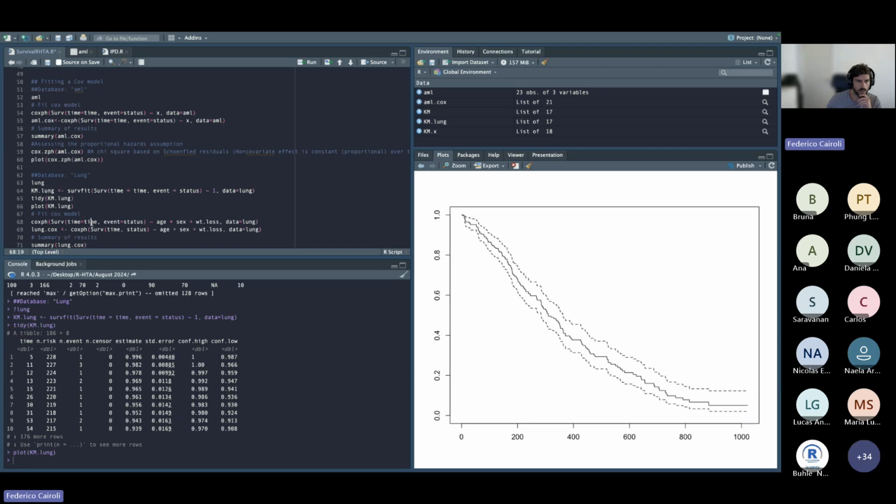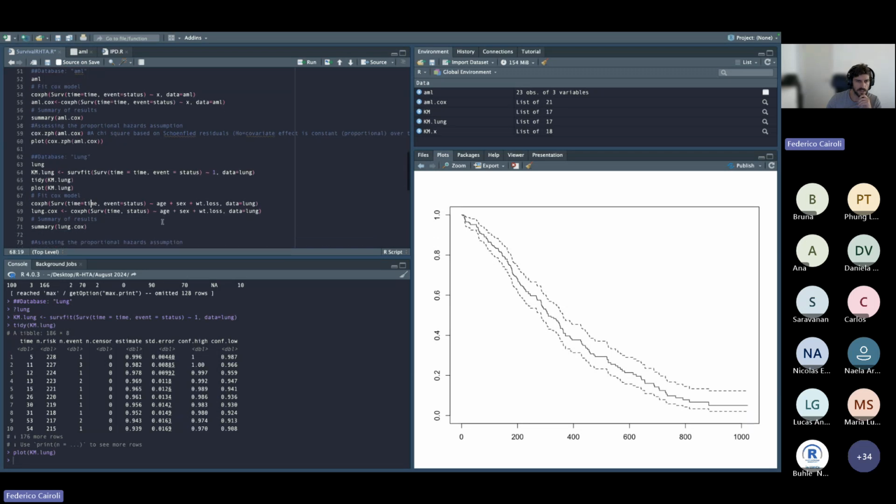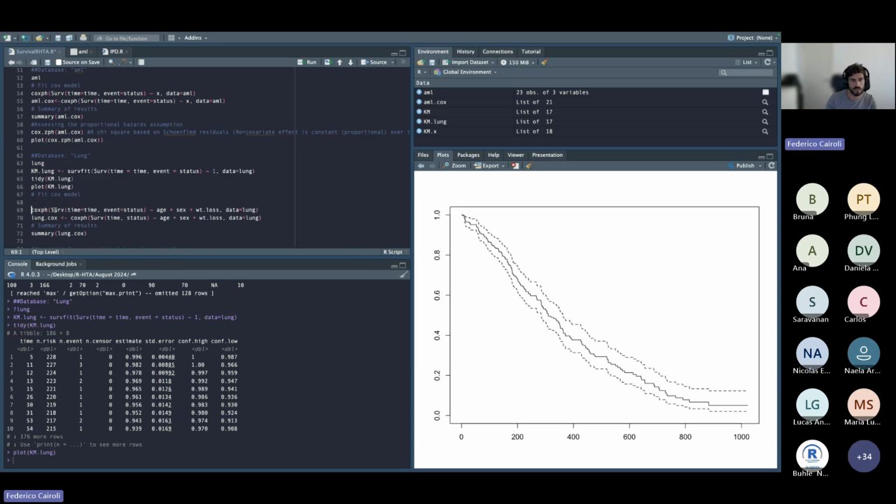So what if we would like to stratify in this case? Imagine that this is not coming from a clinical trial, but it's just a real world evidence study. You are not interested in assessing the impact of a treatment, but you would like to see if age, sex, and weight loss will be predictors of hazard or survival probability, or survival or hazard function, for example. So what we are going to do is the same as when we created the Cox model for this other data set.